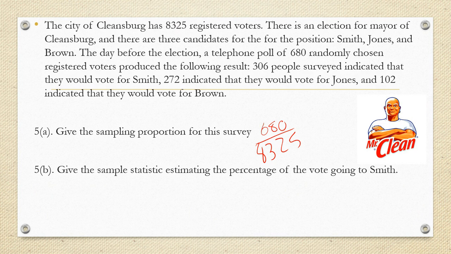Now the next one, give the sample statistic estimating the percentage of votes for Smith. All you would do here is take however many votes Smith got, which turns out to be 306, and divide that by how many people were polled. And that comes up to be about 45%, or 0.45. So that would be the estimate of the percentage of votes that Smith would get. Smith should get about 45% of the votes based on the survey that we've done.